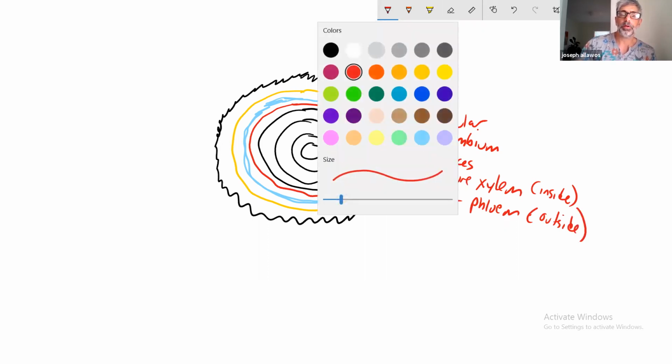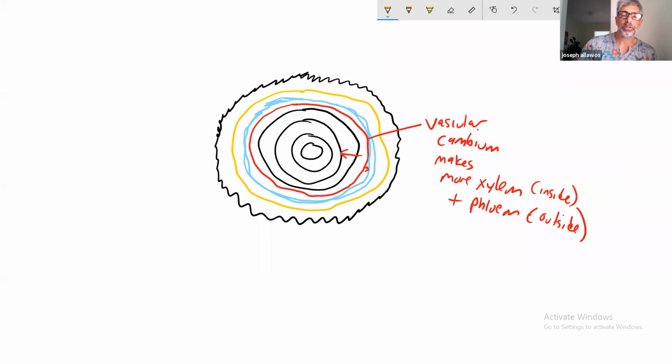But we have another cambial layer here, and it's this one right here. And this one is called the cork cambium. And the cork cambium makes more cork each year. What's cork? Well, you think of it as the bark, right? So this is the cork right here.